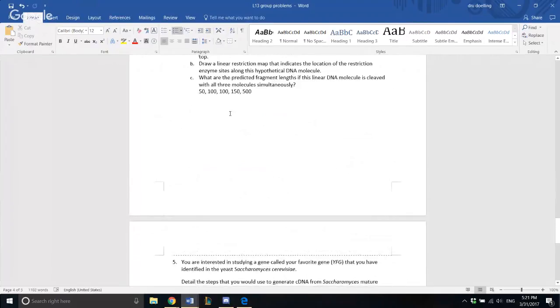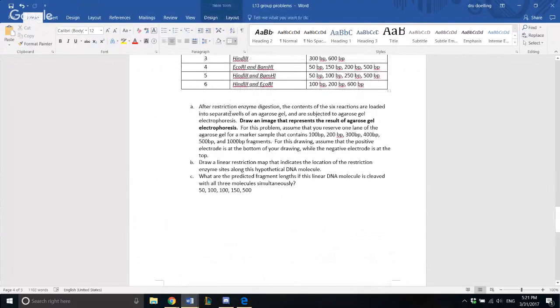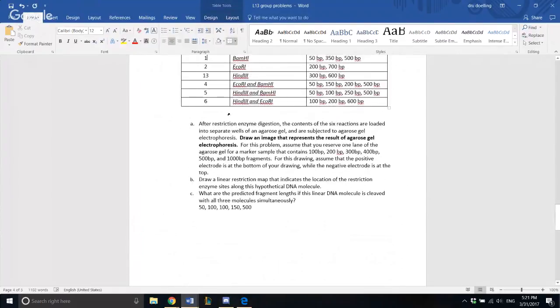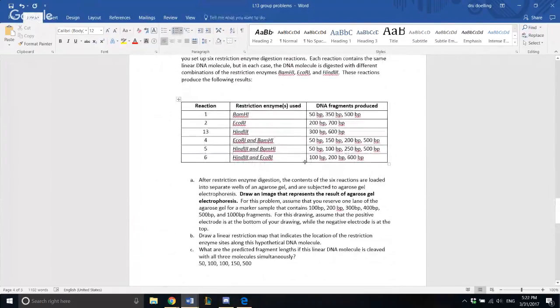All right, perfect. Number 4. These ones are fun. So number 4, we've got this wonderful chart right here. We've got all the base pairs and we've got the enzymes. So pretty much we're going to run it through our gel again, and I went ahead and drew that for us.